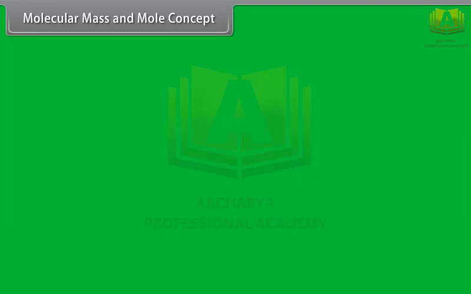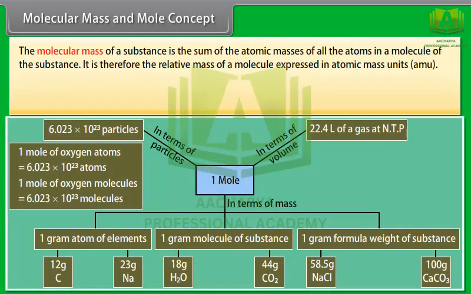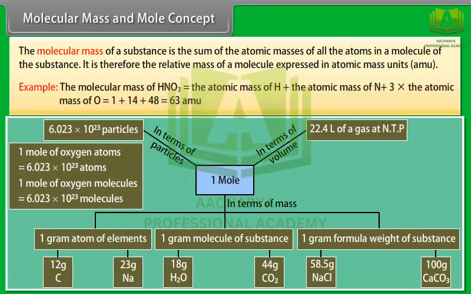Molecular mass and mole concept. The molecular mass of a substance is the sum of the atomic masses of all the atoms in a molecule of the substance. It is therefore the relative mass of a molecule expressed in atomic mass units. Example, the molecular mass of HNO3 is equal to the atomic mass of H plus the atomic mass of N plus 3 into the atomic mass of O, which is equal to 1 plus 14 plus 48, which equals 63 units.